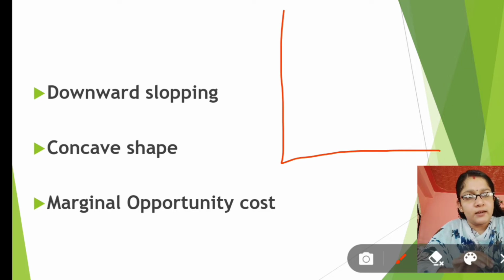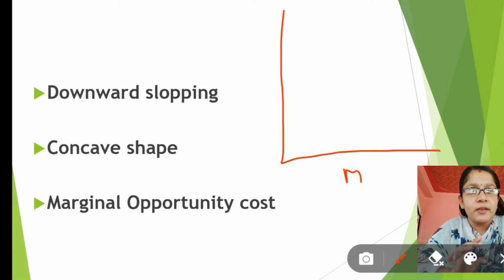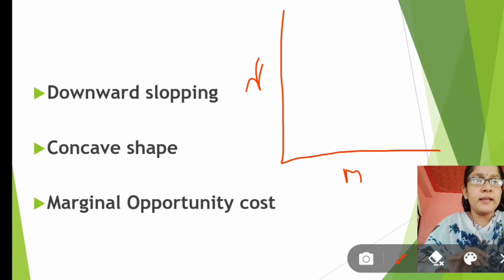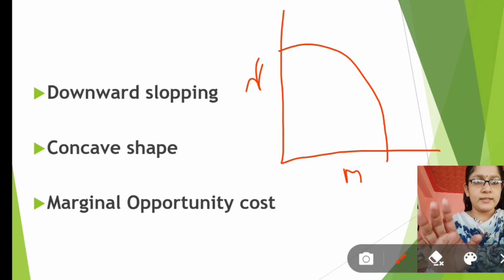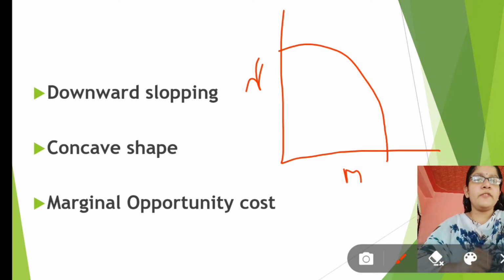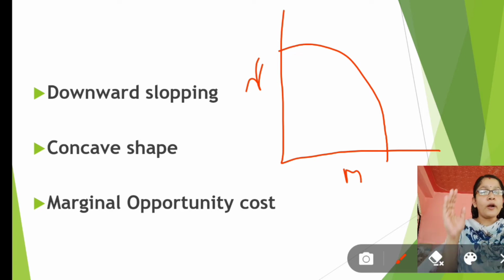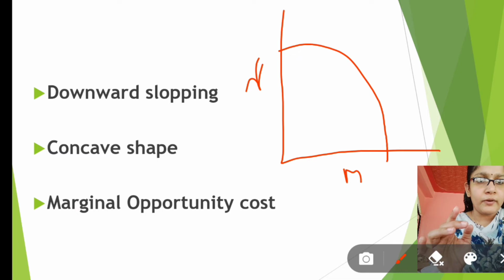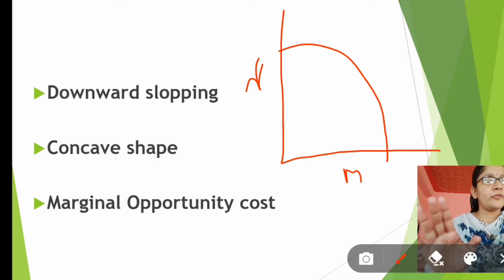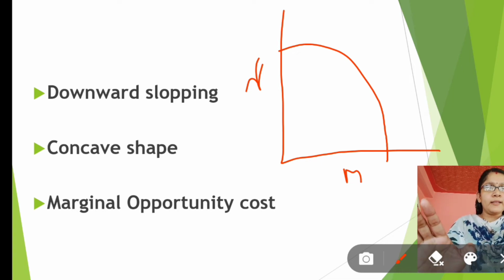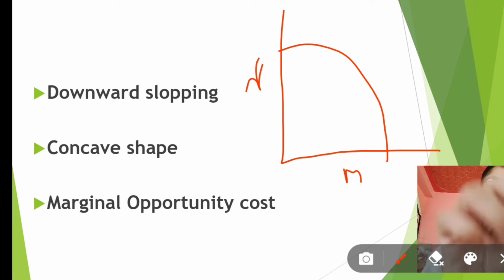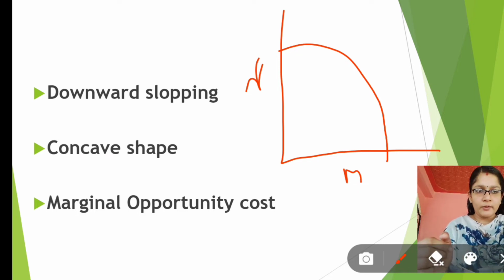Here on the x-axis we measure mobile, I write M, and on the y-axis we measure rice. Then a production possibility curve looks like this. If we are producing at this point, we are only producing rice. This much amount of rice is produced and 0 amount of mobile phone is produced. And if we are producing at this point, only this much amount of mobile phones are produced and 0 amount of rice is produced. That's one combination.